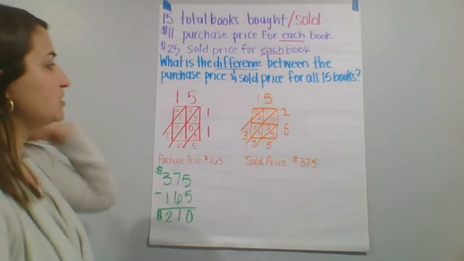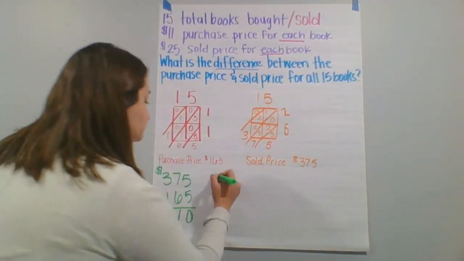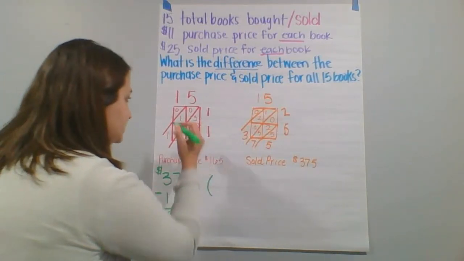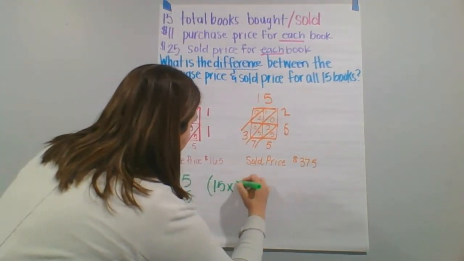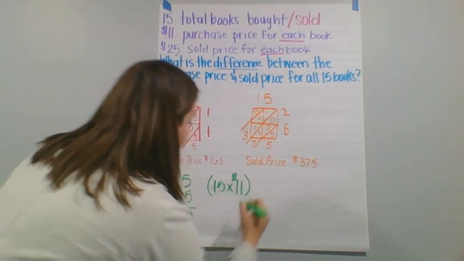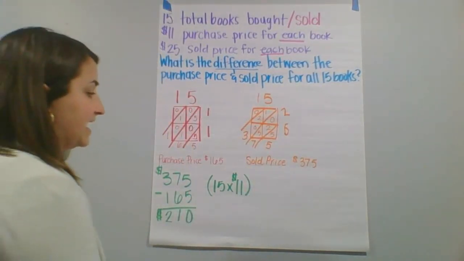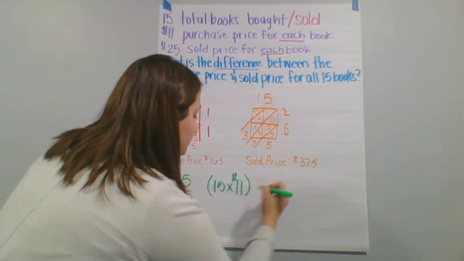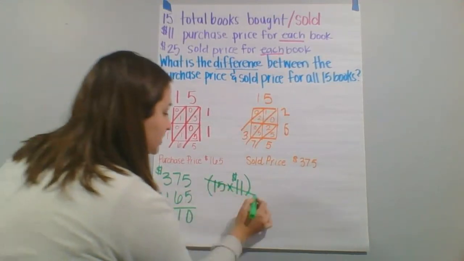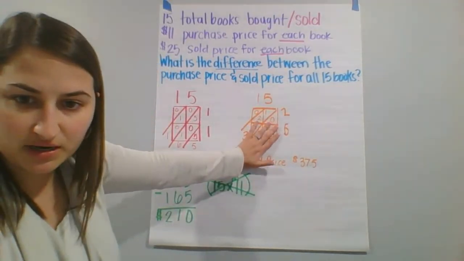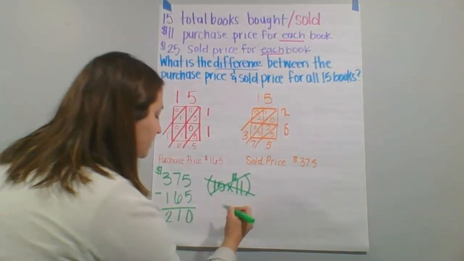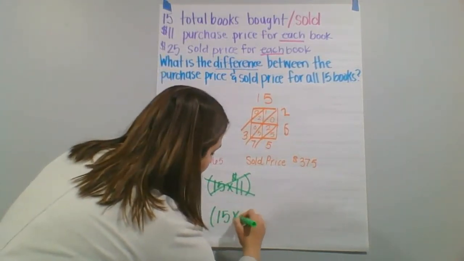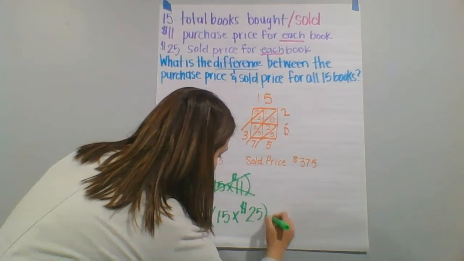And then for our number sentence, the first thing that we did, we want to use those parentheses to separate the two things that we did. So we took 15 times $11, and then we also took, actually, because this is going to be bigger, we want to put it first so we can subtract them from each other. So see, a little bit of trial and error. 15 times 25, there we go.